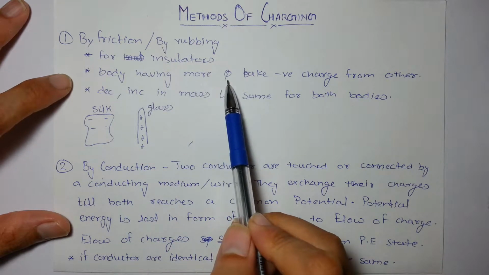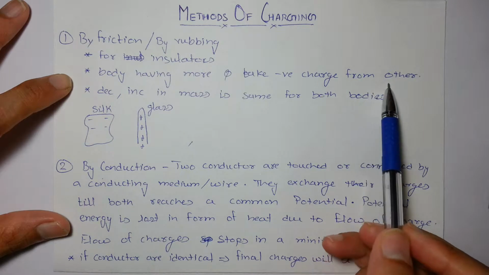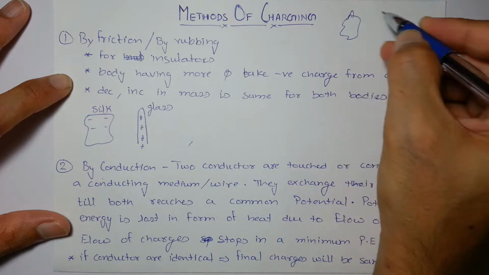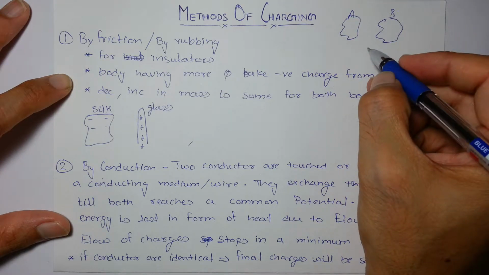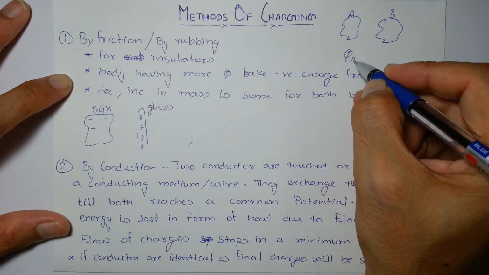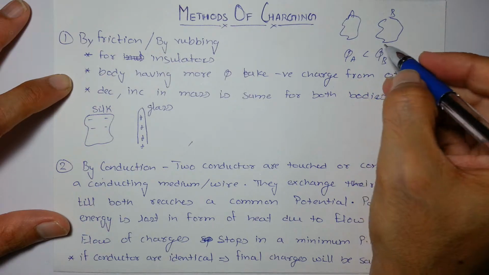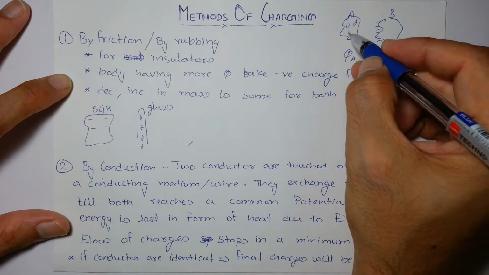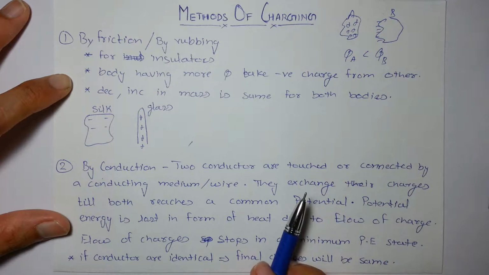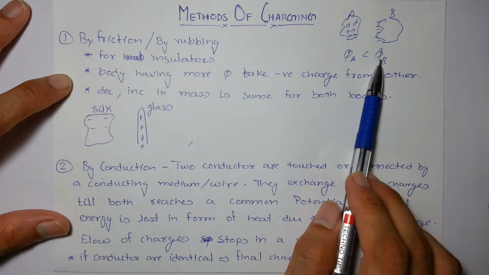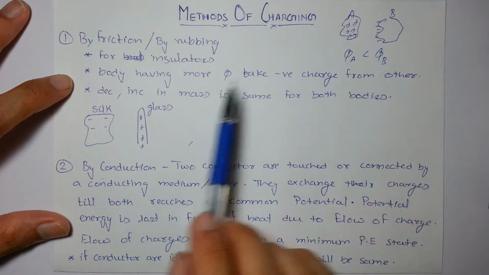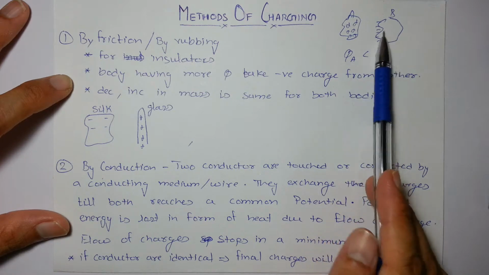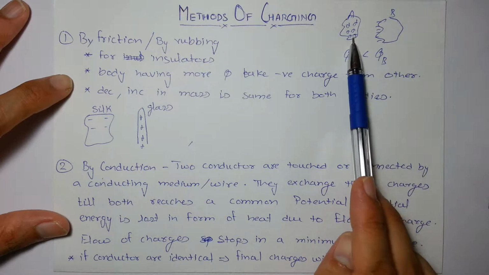Bodies having more phi will take the negative charge from the other. Obviously when we rub two objects, let A and B, and phi of A is less than phi of B is greater, so after rubbing B will take its negative charge and leave some positive charge on A. Whoever's phi is greater will take the electrons from the other object. Obviously the decrease and increase in mass is the same for the bodies. Mass of B will increase and of A will decrease.